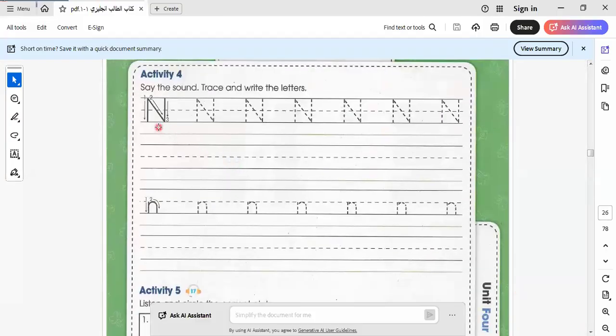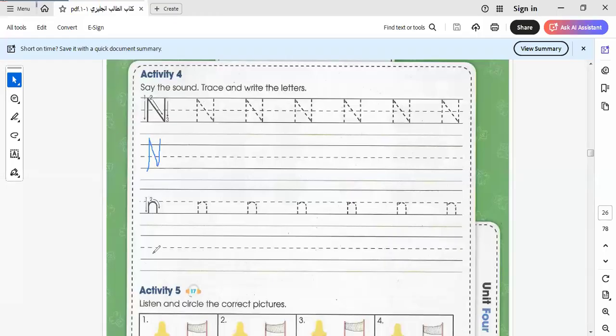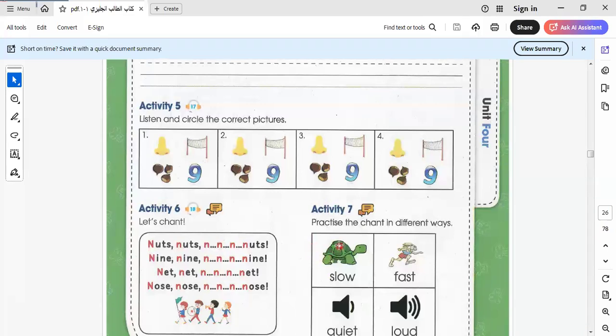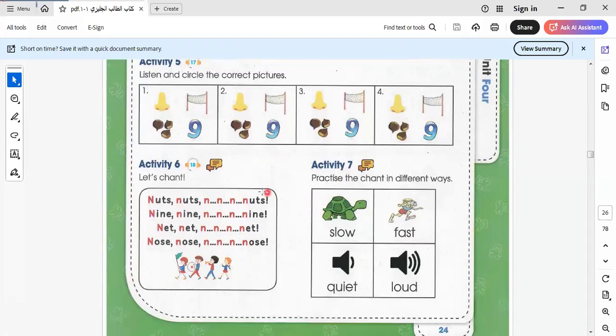Here we call capital N and small n. I will write it here to show how to pronounce and write capital N and small n. This is capital N and this is small n. After I finish the video, I will leave you the link of your book to practice how to write the letter N.